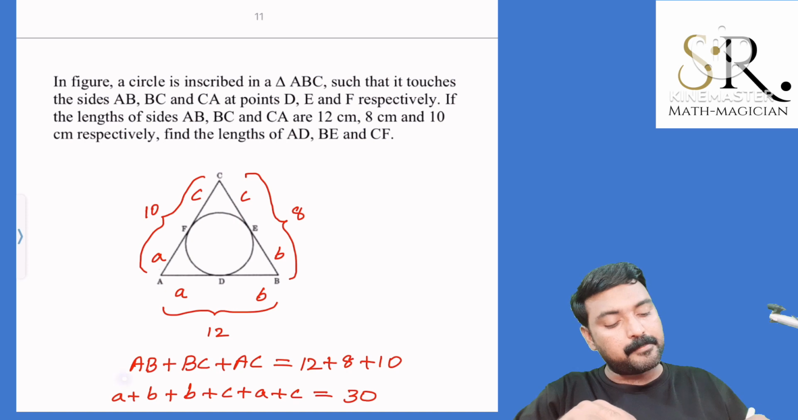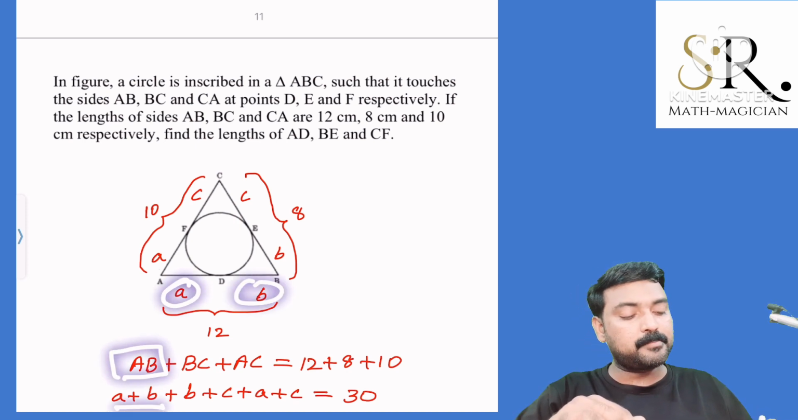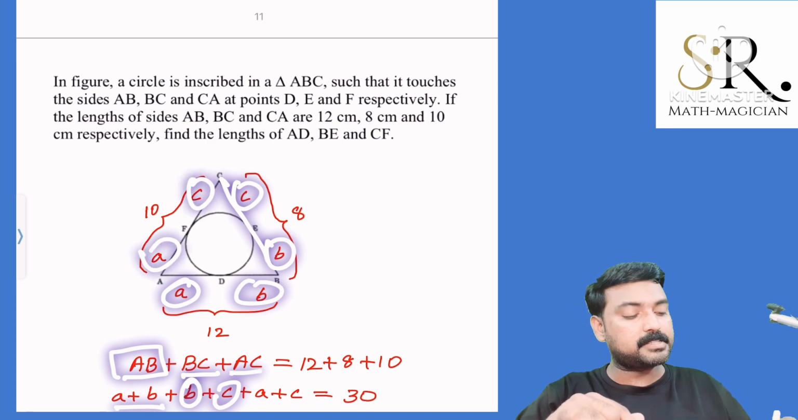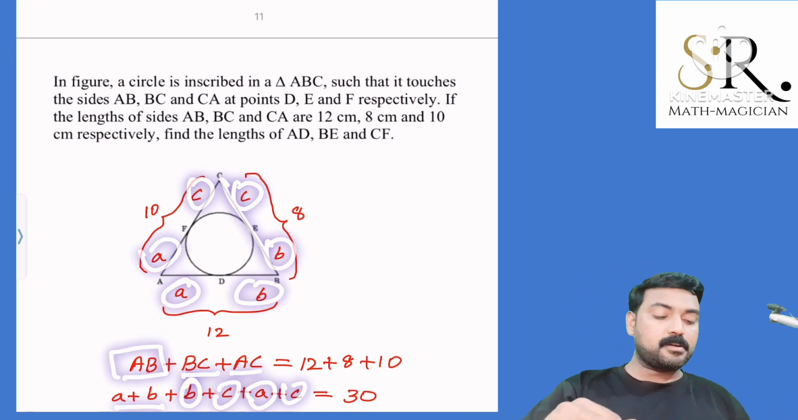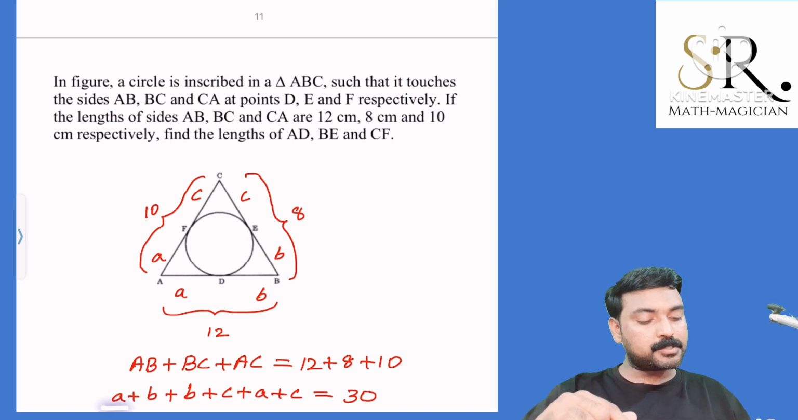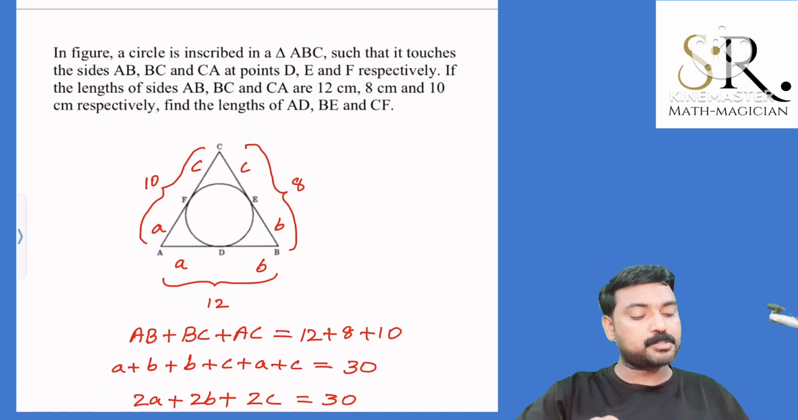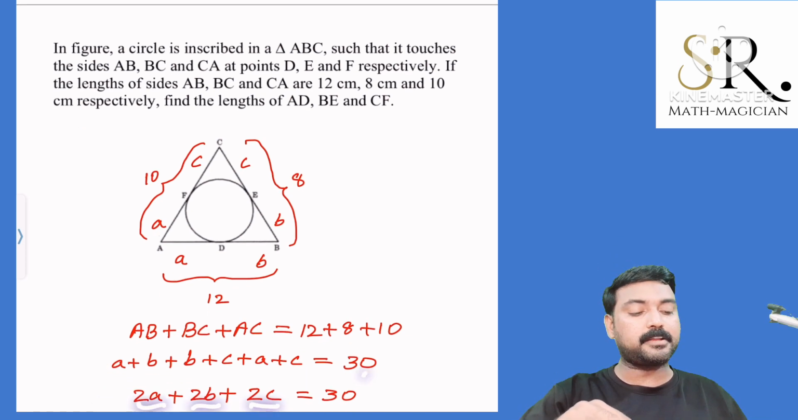Now just observe. What is our AB? AB means small letter a and b added. Similarly, BC means small letter b and c added. Similarly, last AC means c and a added, that means a plus c. You can observe here a comes 2 times, b also 2 times, c also 2 times. That means each one comes 2 times. 2a plus 2b plus 2c is equal to 30. In each term 2 is common, that can be taken outside.